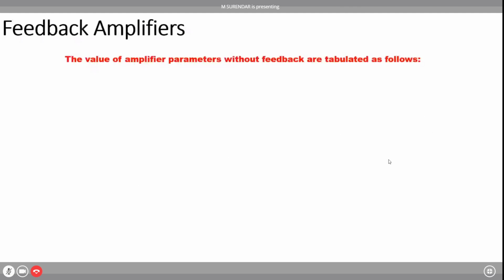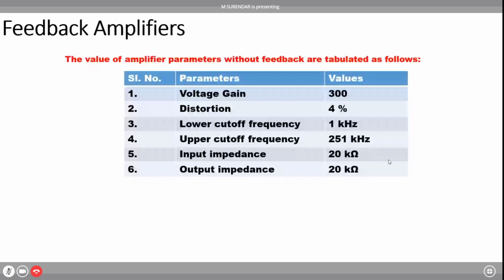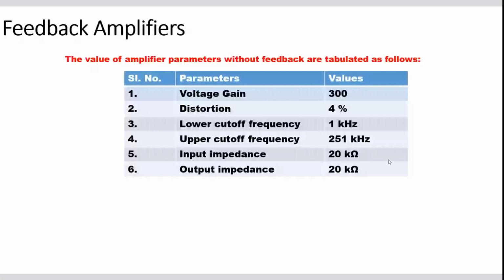Okay. So see, these table values are the amplifier parameters. Amplifier parameters, that is the amplifier without feedback. Those amplifier parameters are given by: voltage gain is 300, and distortion is 4%. Lower cutoff frequency is 1 kilohertz.